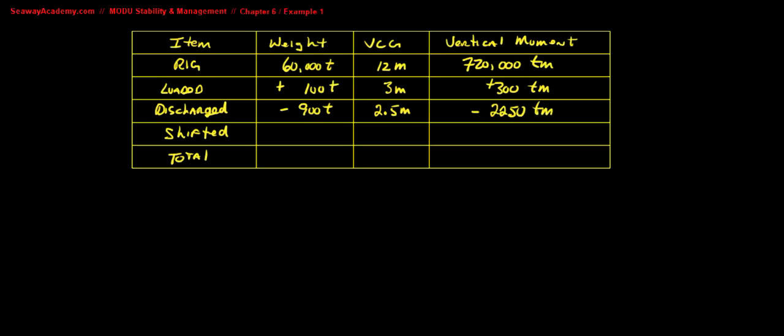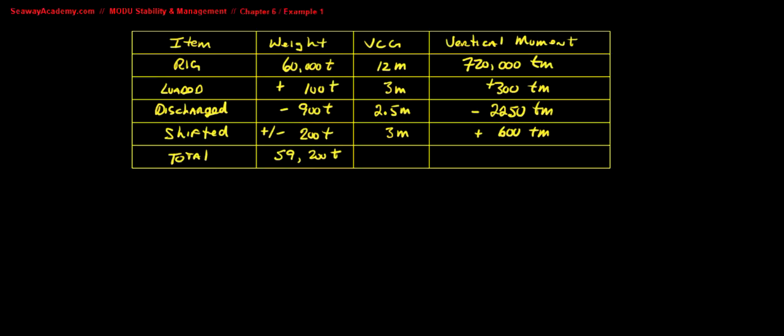And we've shifted 200 tons, so put a plus minus in front of this because the cargo is still on board. They told us that we shifted it from 8 meters above the keel to 11 meters above the keel, so therefore we've shifted it a total of 3 meters. We multiply these together, and because the weight was shifted in an upward direction, we get a positive vertical moment of 600 ton meters. So we add up the weight column, 60,000 plus 100 minus 900 is 59,200 tons.